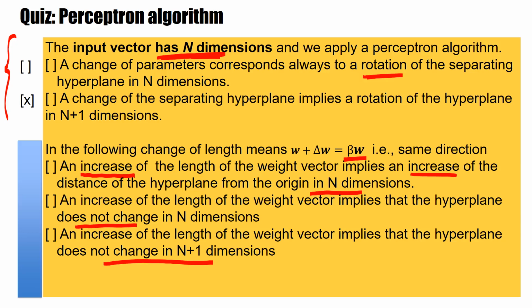And here's the answer. Only the third one is correct. So if you are in n+1 dimensions, then the length of the weight vector doesn't matter. However, in n dimensions, it does matter because it changes the distance from the origin, but the distance does not increase, it decreases, as you see from the construction of the hyperplane.